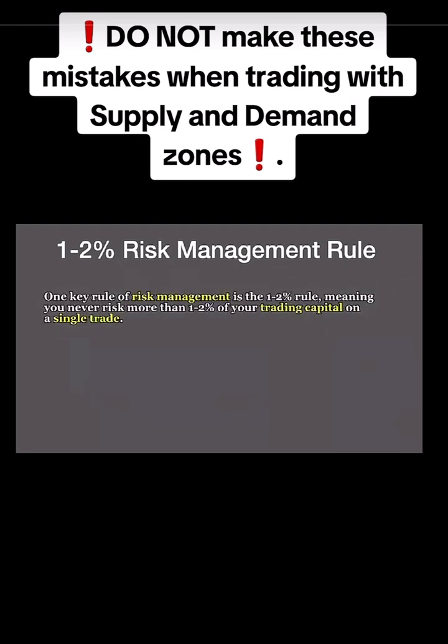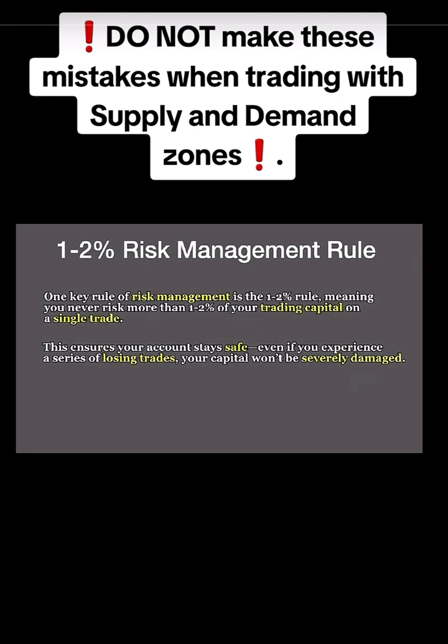One key rule of risk management is the 1-to-2% rule, meaning you never risk more than 1-to-2% of your trading capital on a single trade. This ensures your account stays safe. Even if you experience a series of losing trades, your capital won't be severely damaged.